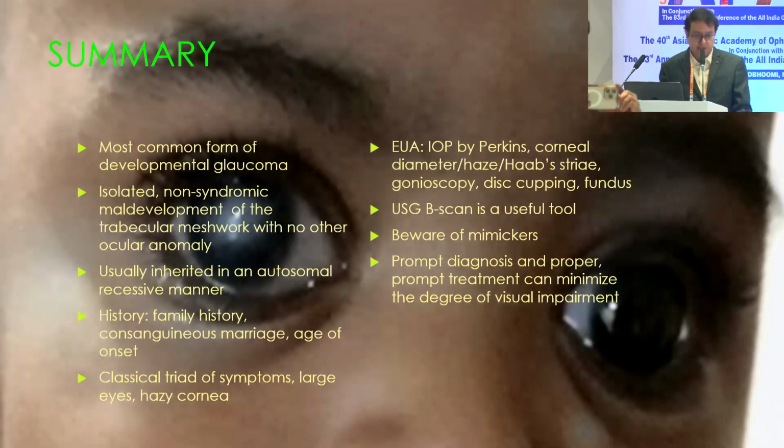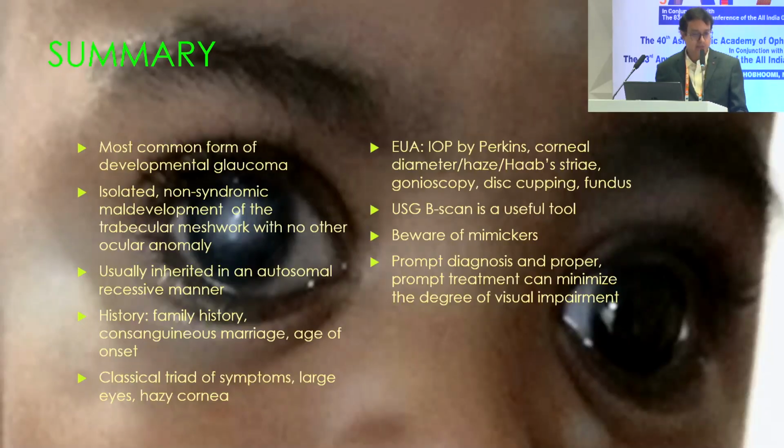To summarize, primary congenital glaucoma is the most common form of developmental glaucoma. It is isolated, non-syndromic maldevelopment of the trabecular meshwork with no other ocular anomaly. It's usually inherited in an autosomal recessive manner. In the history, we have to know the family history, any consanguineous marriage, and the age of onset of symptoms. In addition to the classical triad of symptoms, we have large eyes and hazy cornea. These are the more common symptoms in the Indian subcontinent.